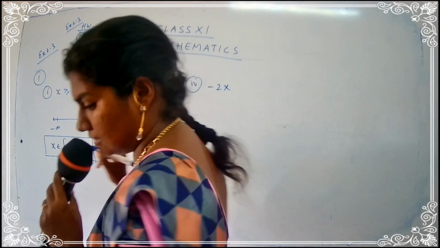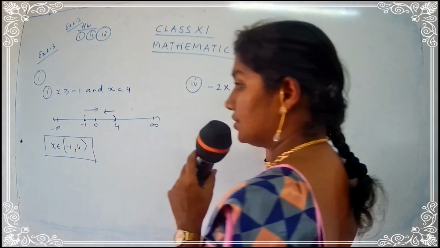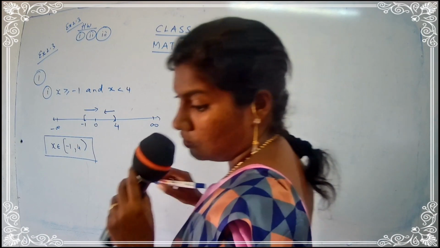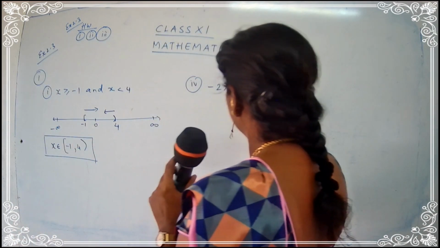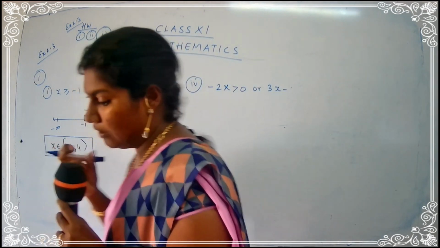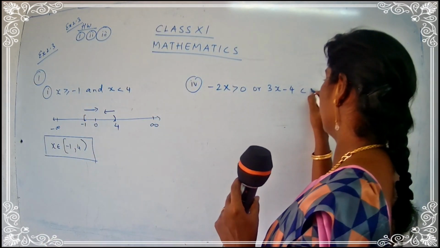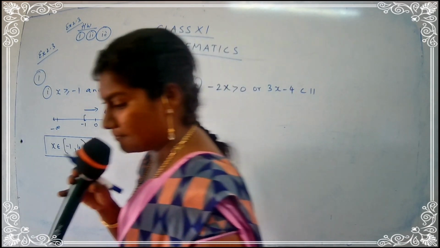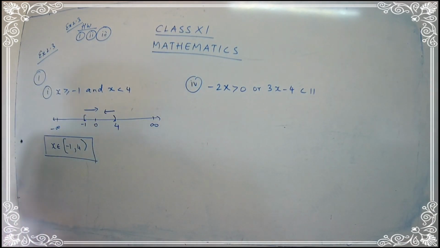Minus 2x greater than 0 or 3x minus 4 less than 11. I hope you are clear with the first sum, yes, children? So we are just going to follow the fourth sum. Let's see how to try out the fourth sum. So we have minus 2x greater than 0 or 3x minus 4 less than 11.